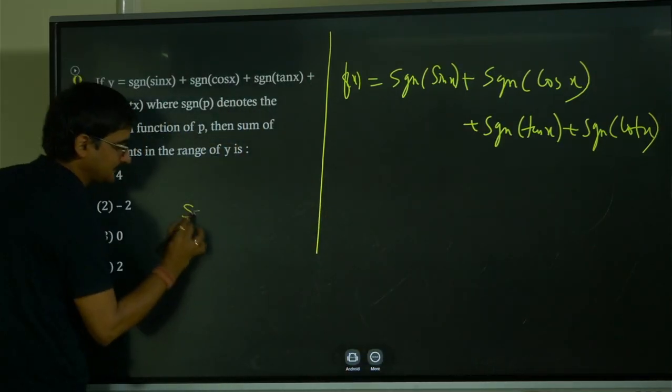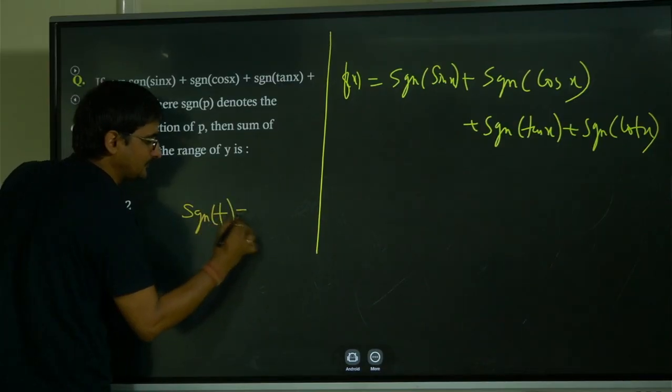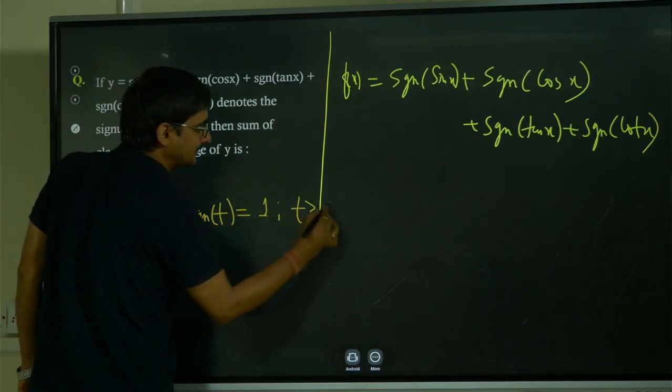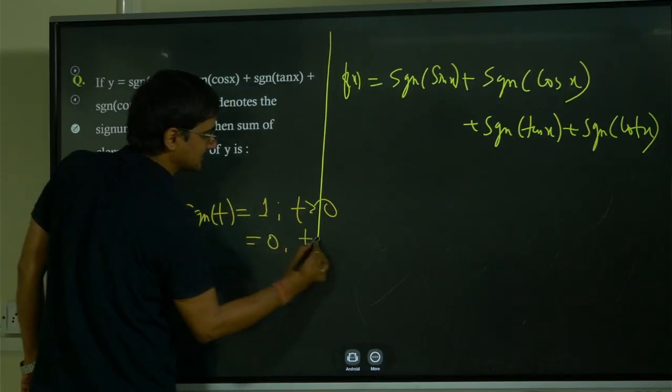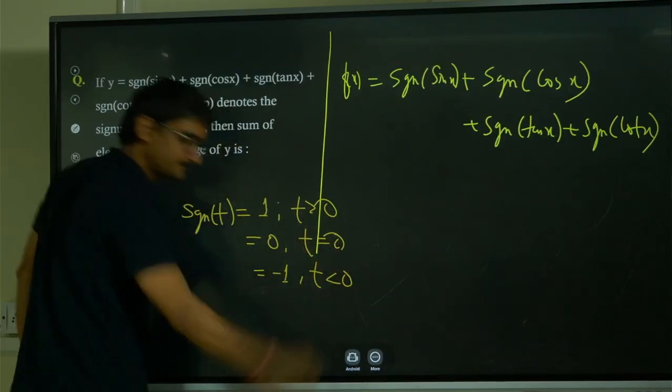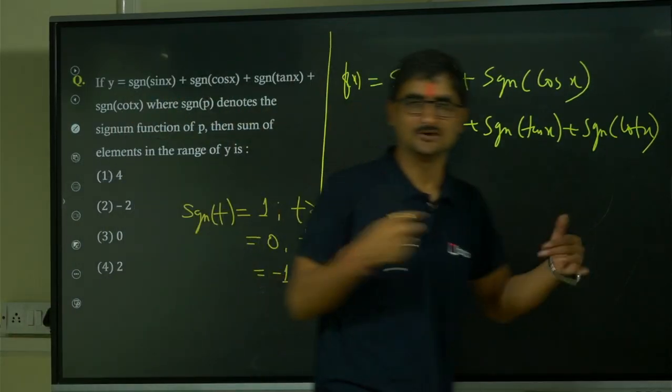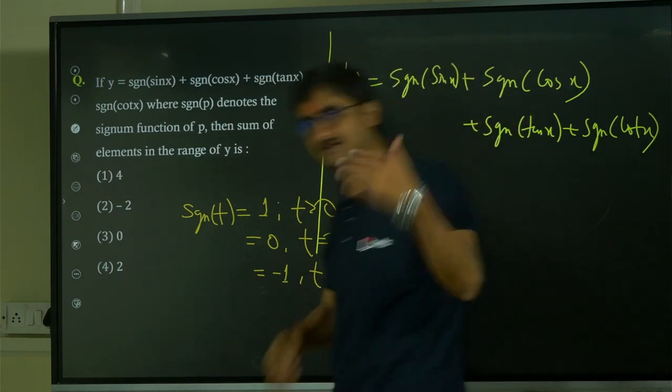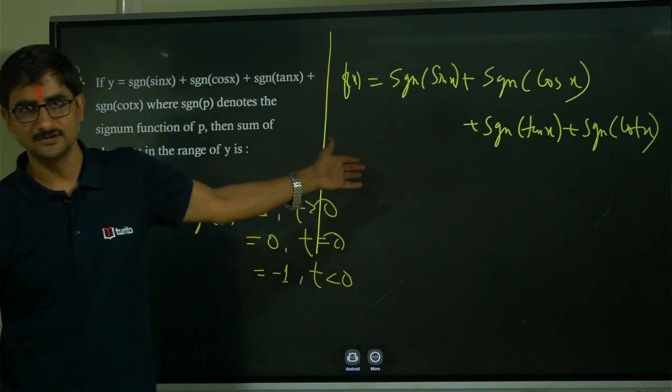Signum of any function t is 1 when t is greater than 0, it's 0 when t is equal to 0, and minus 1 when t is less than 0. T can be anything. T can be a log function, an exponential function, any expression, algebraic, even trigonometric.